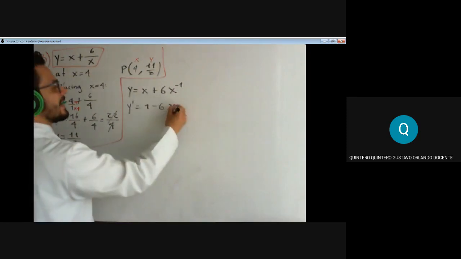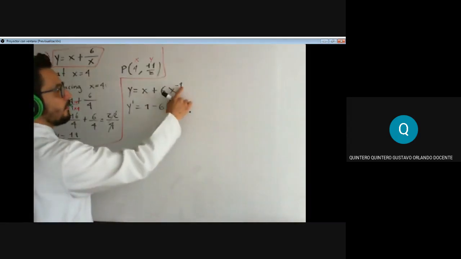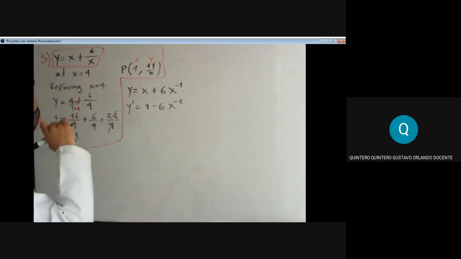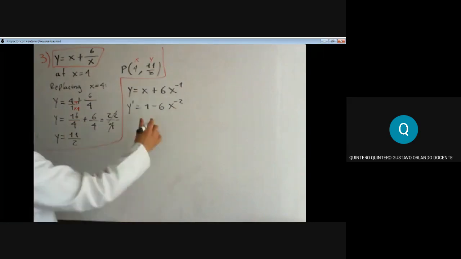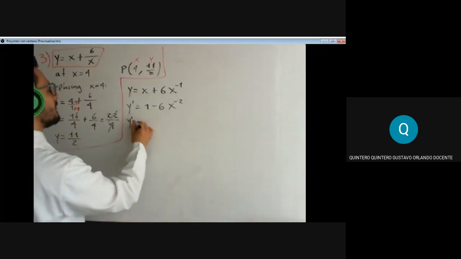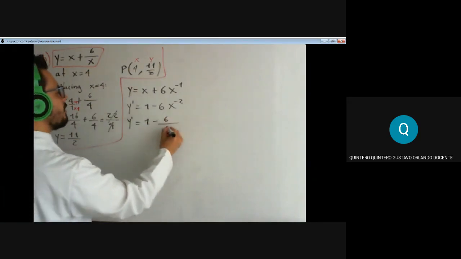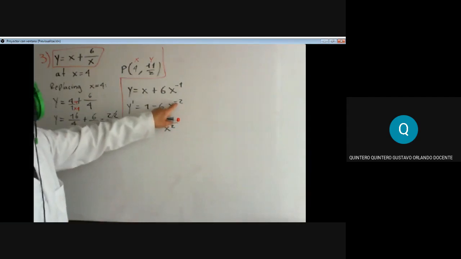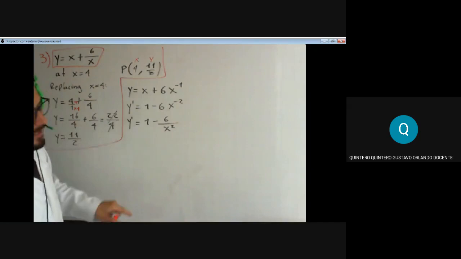And then the new exponent will be the same one, but minus 1. So negative 1 minus 1 will be negative 2. Beautiful. Now we have our derivative. To write it prettier, I'm going to do 1 minus 6 over x to the 2. Remember, mathematicians, we don't like negative exponents. We like it positive. So that's why I'm putting it in the denominator.